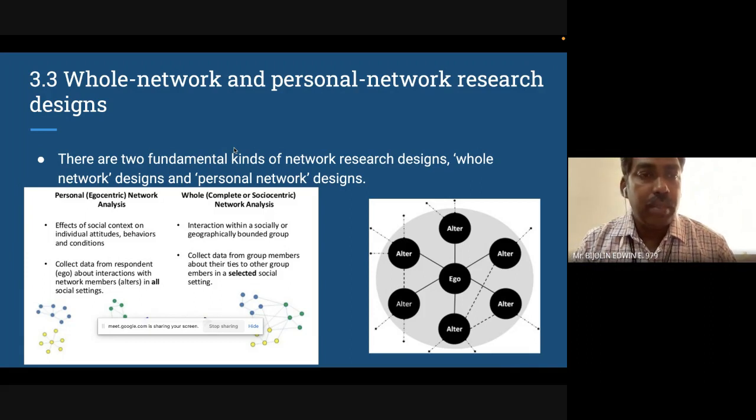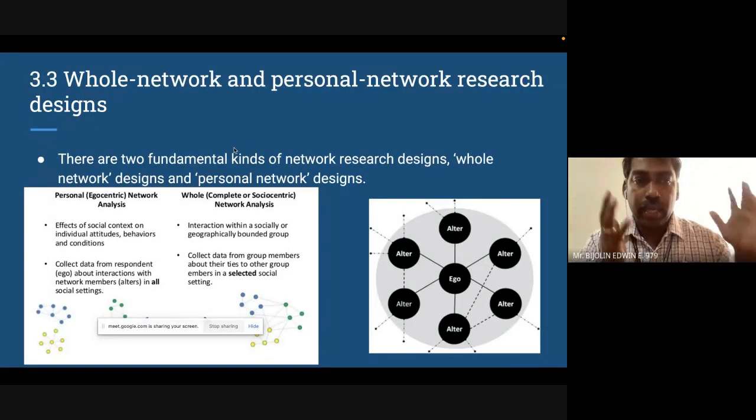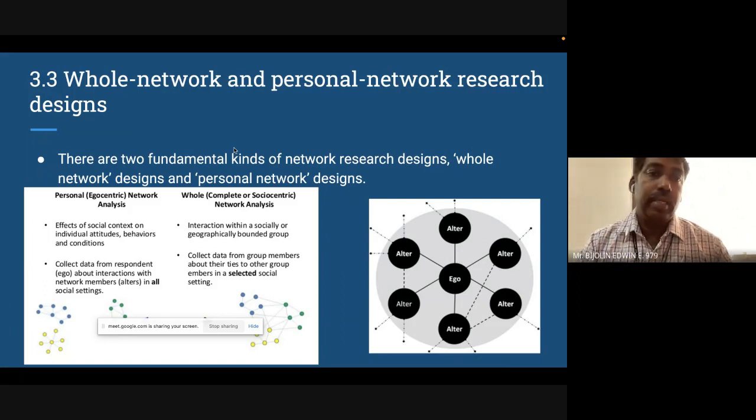When you take a personal network, which is called egocentric, it has an effect on social context, on individual attitudes, individual behaviors and conditions, and you collect data from the respondent. So that is the ego, his own information, his own one and only. But when you take the whole network, whether it is complete or sociocentric network analysis, it deals with the interaction within a socially, geographically bounded group, and they also collect data from group members about the ties to other group members, within the selective social setting also.